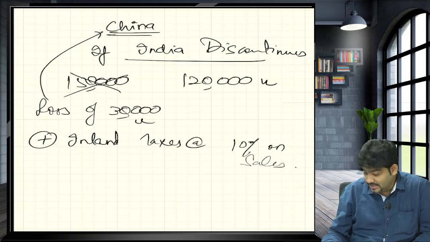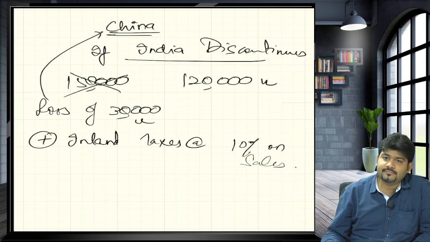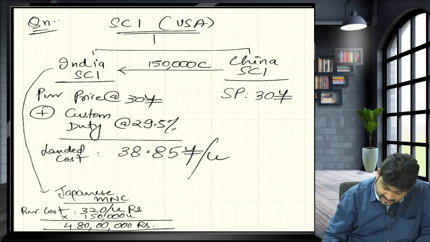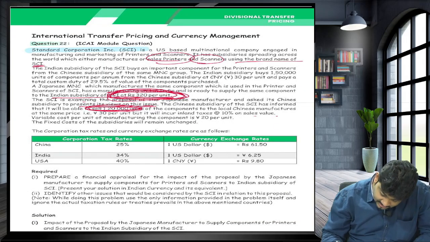Are we clear? See, again I am telling you, I am just drawing the summary. I have not started solving anything. I am just drawing the summary. Then what they have said, corporation tax and some more details are given.